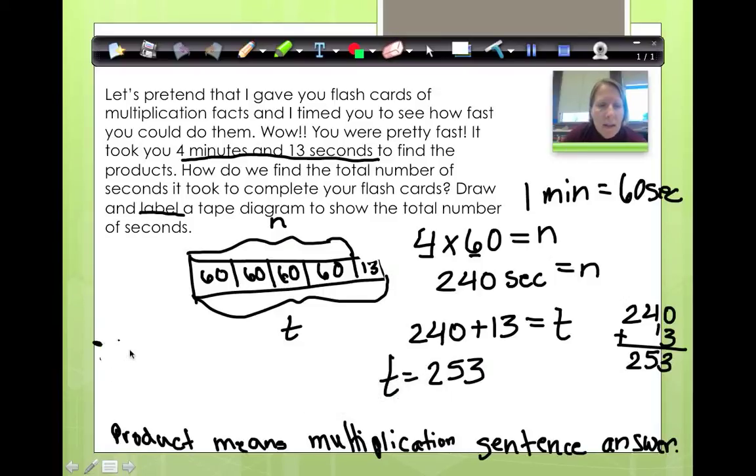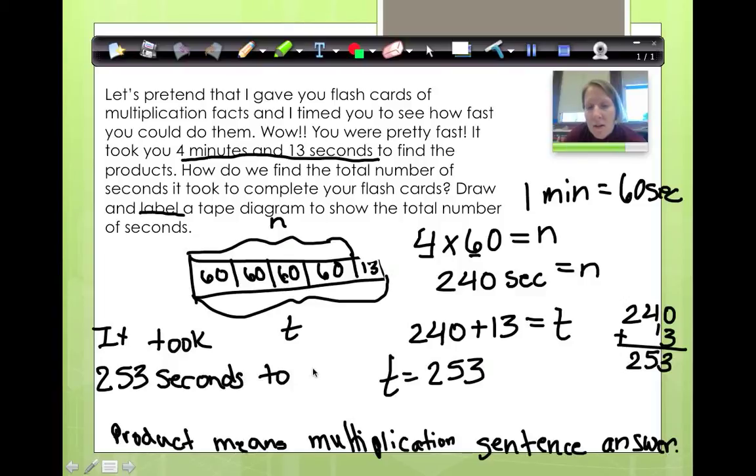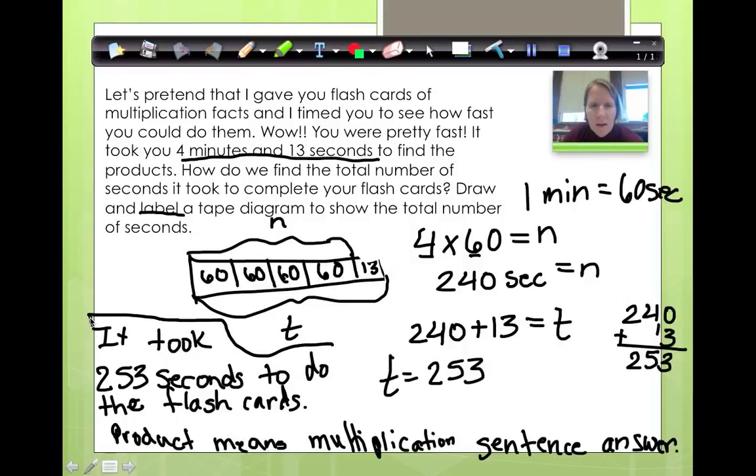How many seconds did it take? Okay. It took 253 seconds to do the flashcards. Excellent. Period. You have a period, you have a capital, so it is a true sentence. Okay? Then I think we should probably put a box around it, because do you see how it's kind of getting mixed up with stuff? Now I can really see your answer. Great. If you wanted to label this as seconds, that would be just fine as well.